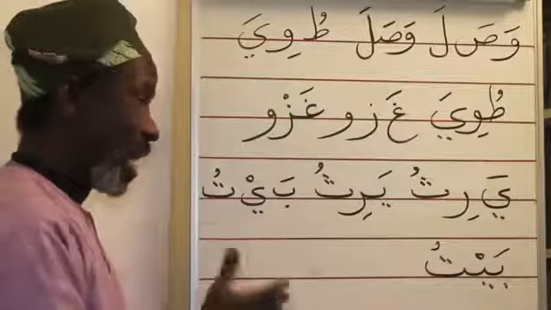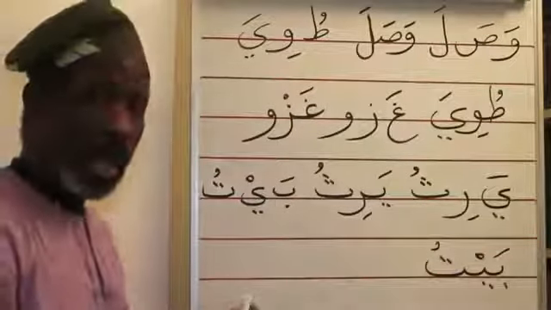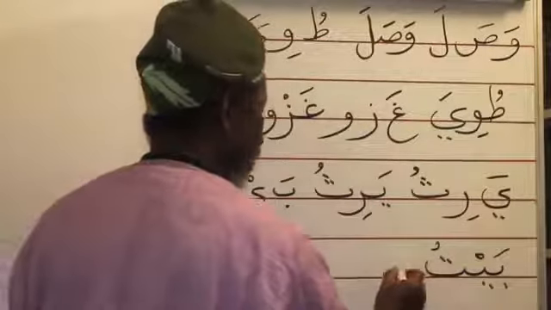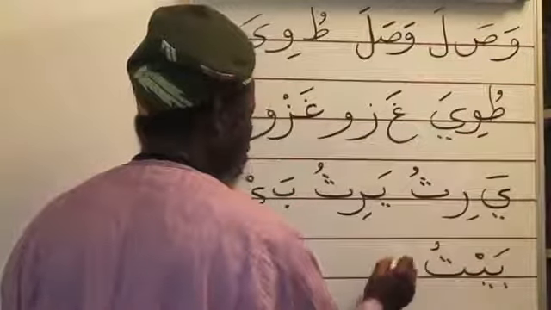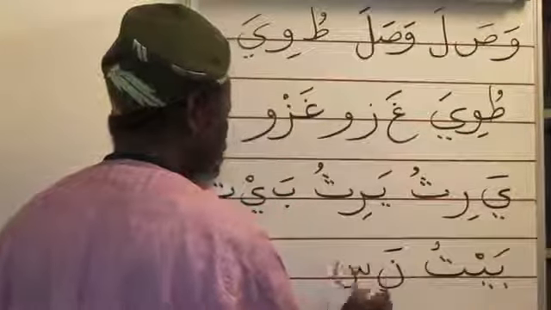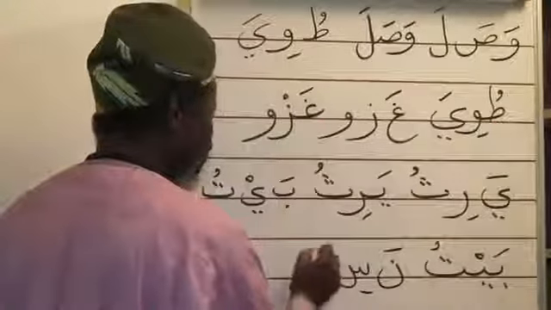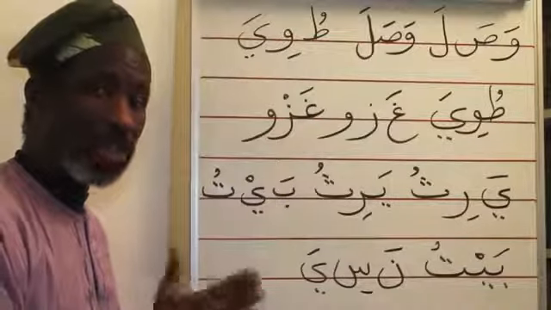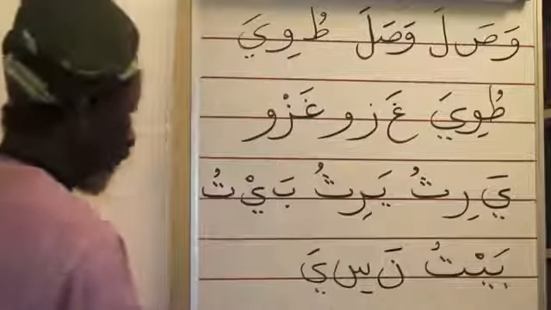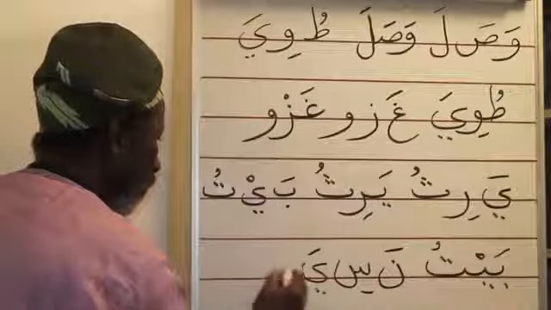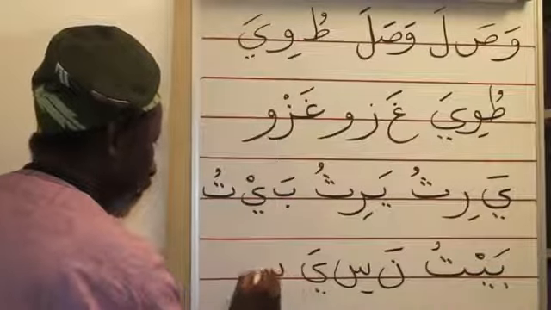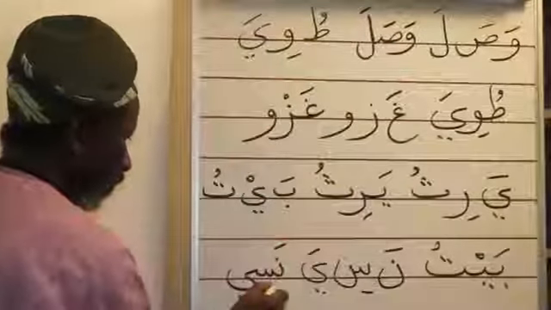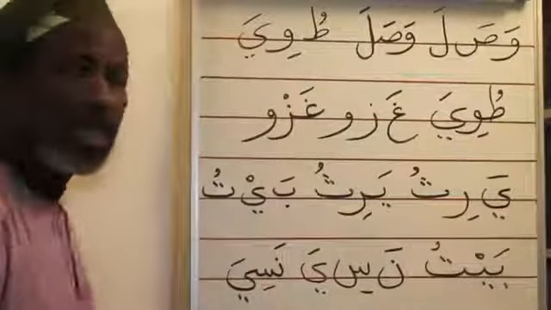Now we need ya at the end to conclude the alphabet. The next one is nasiya. Na, si, ya. Nasiya. That's ya at the end. Let's join that. Na, si, ya. Nasiya.